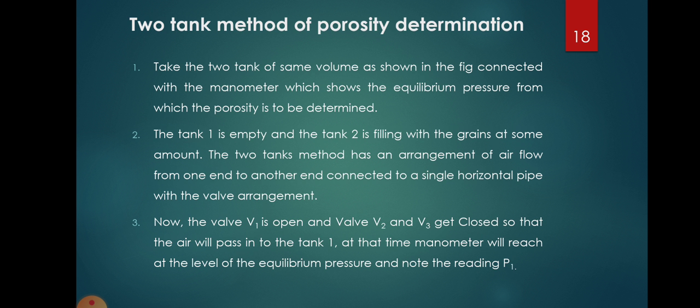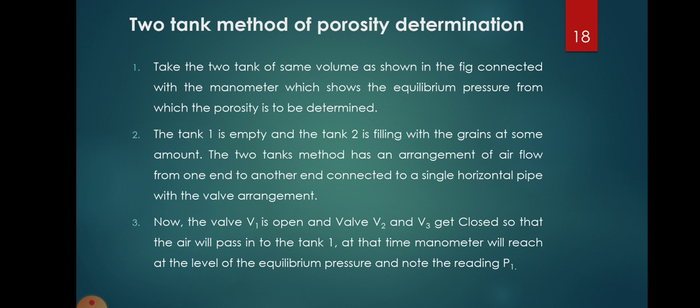So, the two tank method of porosity determination. This is also one of the important methods of porosity determination. It consists of two tanks. The procedure is we have to take two tanks of the same volume, as shown in the next slide, and these two tanks are connected with the manometer, which shows the equilibrium pressure from which the porosity is to be determined.